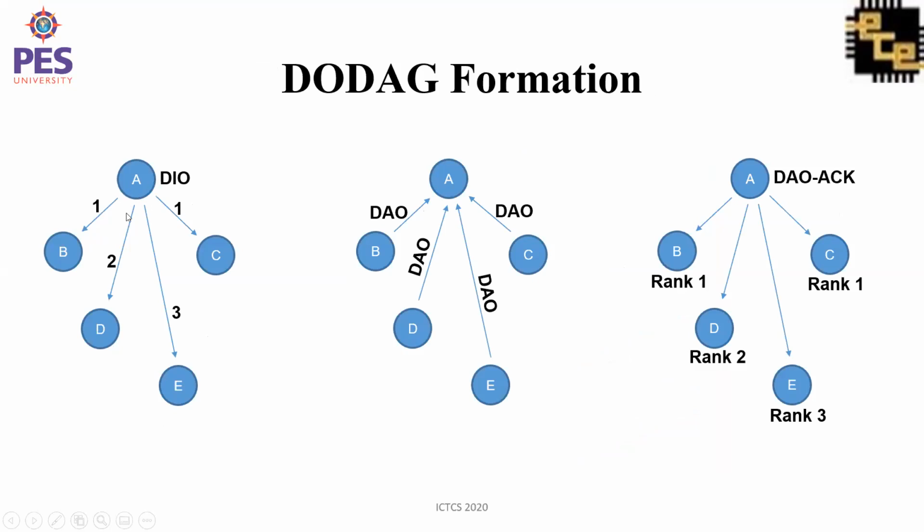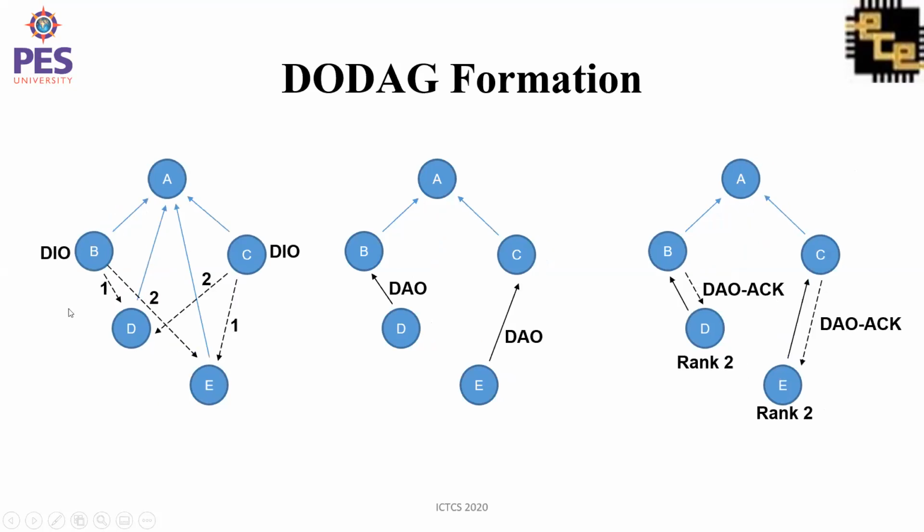Node A multicasts a DIO message, and if the other nodes want to join, they send a DAO message. Node A again multicasts a DAO acknowledgement, and it assigns a rank to each node based on the distance. Then a similar process happens for the next layer, where nodes B and C become the parent. This second cycle happens to reduce the distance. From D to A the distance is more, and hence it is easier for D to communicate through B. This is done based on the ranking in the previous cycle.